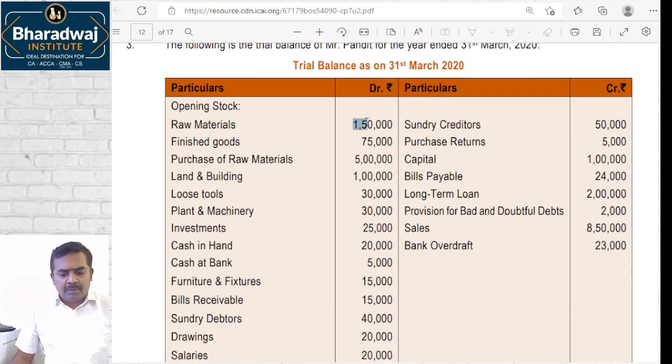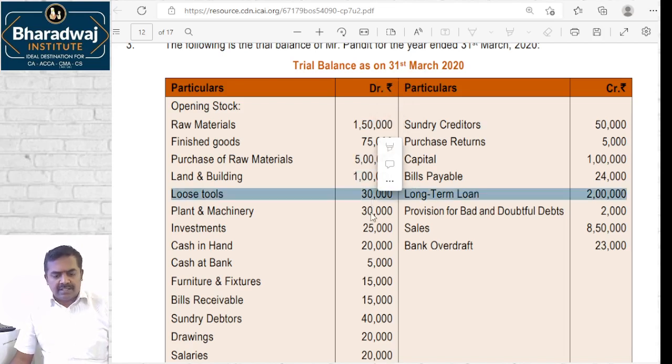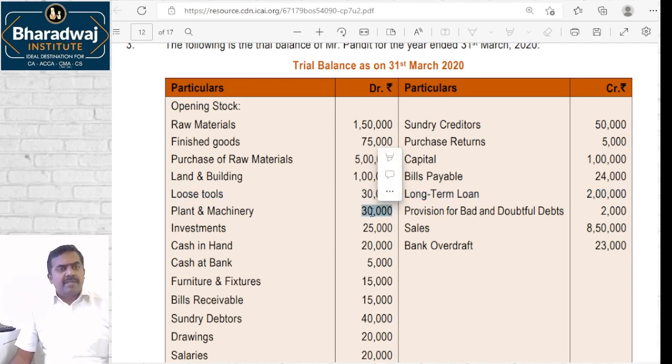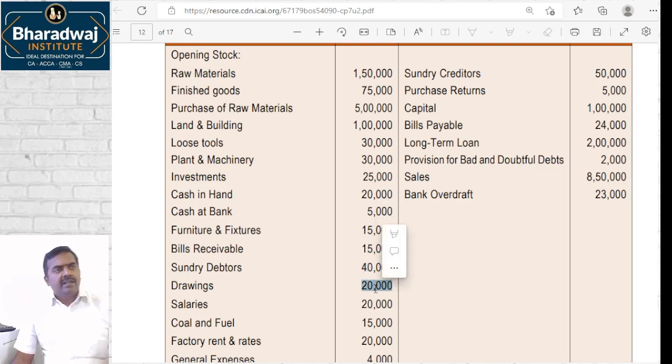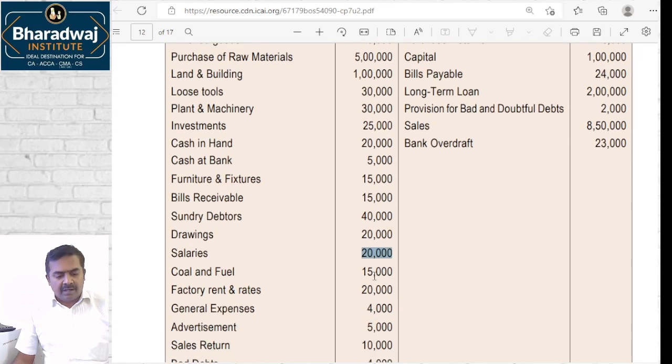Raw material opening stock, where will it come? Manufacturing account. Finished goods, trading account. Purchase of raw material, manufacturing account. Land and buildings, asset. Loose tools, asset. Plant and machinery, asset. Investment, asset. Cash in hand, cash at bank, asset. Furniture and pictures, asset. Bills receivable, asset. Debtors, asset. Drawings, reduce it from capital. Salary, P&L account.